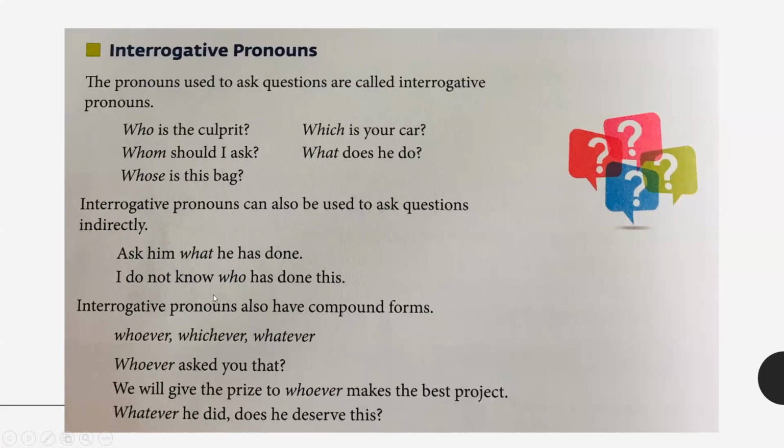Interrogative pronouns also have compound words. Compound means when two words are joined together to make a new word. Who is one word, ever is another word. Both the words are joined to make a compound word. Which is one word, ever is another word, whichever. Both words are joined to make one new word. Such words are called compound forms. Whoever asks you that. We will give the prize to whoever makes the best project. Whatever he did, does he deserve this? So this is all about interrogative pronouns which are used to ask questions.